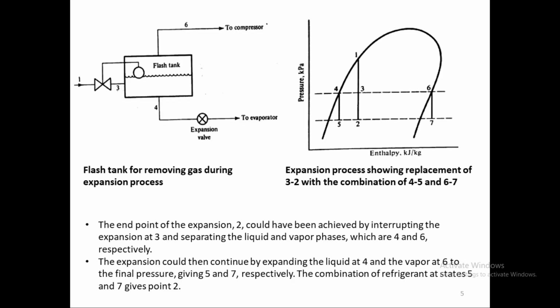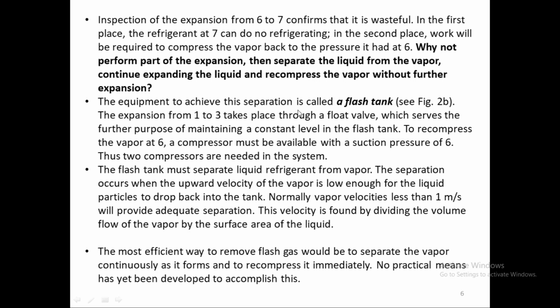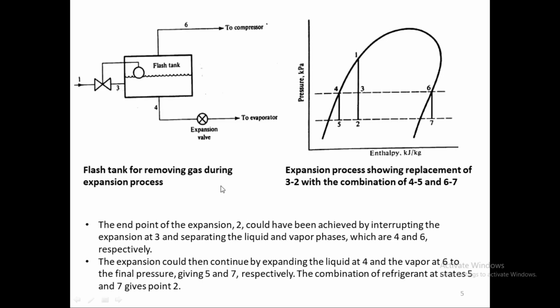So now we are thinking of employing one compressor at 0.7 and one compressor at 0.6. So instead of one compressor, we can go for 2 compressors. The flash tank, because we want to separate the gas or the vapor from the liquid. So we make it the tank, and this is the float valve.